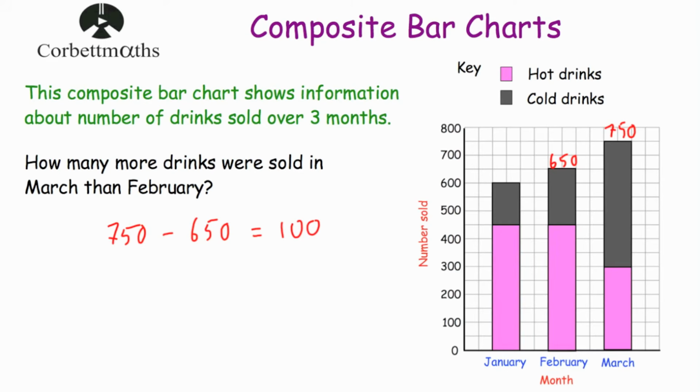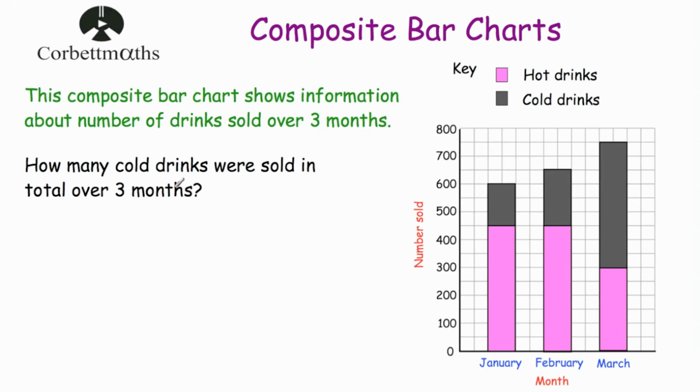Okay, our next question. Our next question says, how many cold drinks were sold in total over the 3 months? So we're interested in the cold drinks, which is the grey section of each bar. So we're looking at the number of cold drinks sold in January, the number of cold drinks sold in February, and the number of cold drinks sold in March. So let's start off with January.